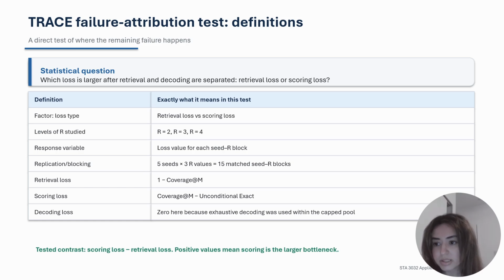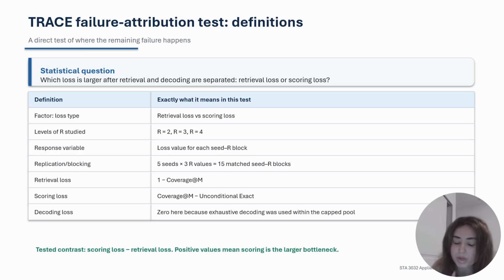The retrieval loss is defined as 1 minus the coverage, and the scoring loss is the coverage minus the exact recovery. So we define our losses, and the experiment covers 3 different levels with 5 seeds, giving 15 matched blocks. The decoding loss was 0, so it could not be responsible for any losses in the model. The contrast is just scoring loss minus retrieval loss, and if it's positive, it means scoring contributes more failure than retrieval. The formal test asks whether the average contrast is above 0.